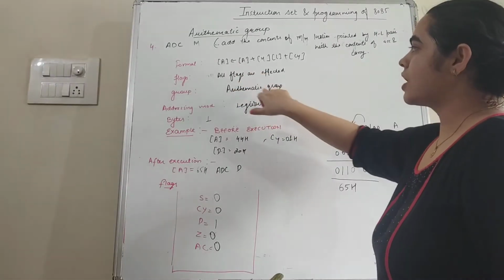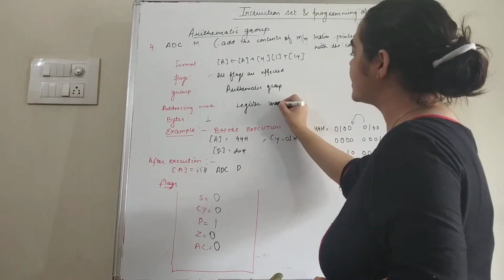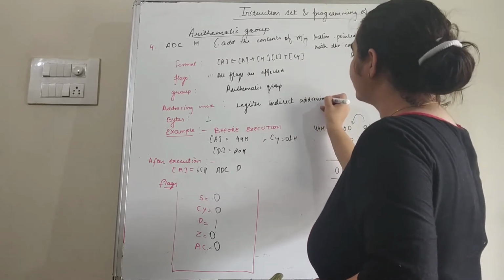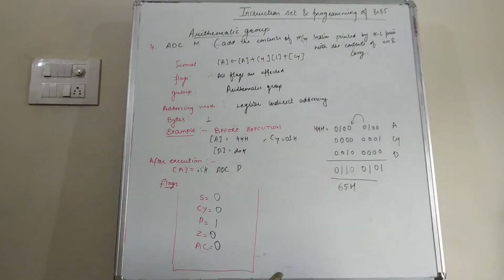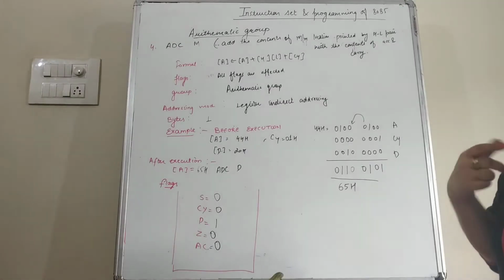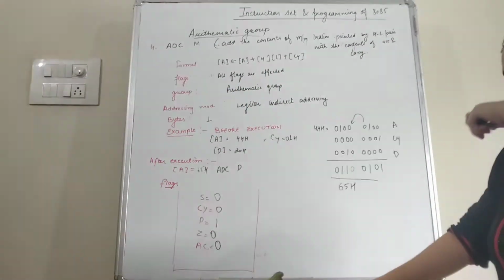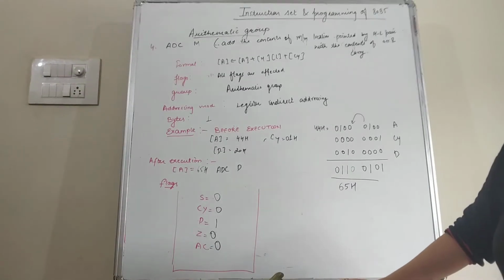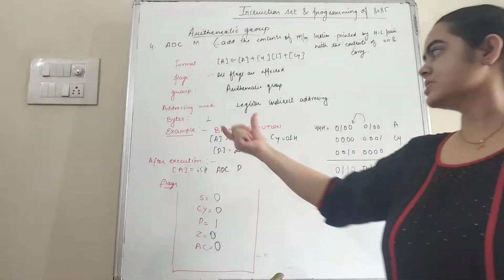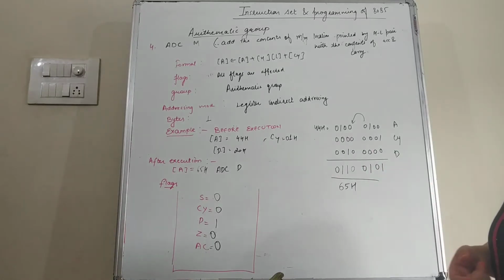This instruction comes in the arithmetic group, and the addressing mode is register indirect addressing mode. Indirectly, the value is given through the address pointed to by the HL pair. In all the instructions where M is written as a register, we can write the addressing mode as register indirect. The number of bytes occupied by this instruction is again 1, because no direct data or memory location is given in the instruction.